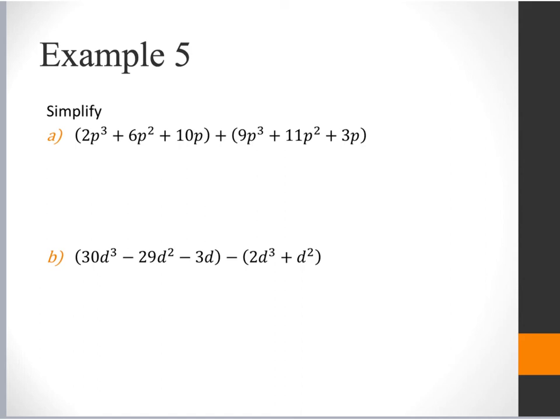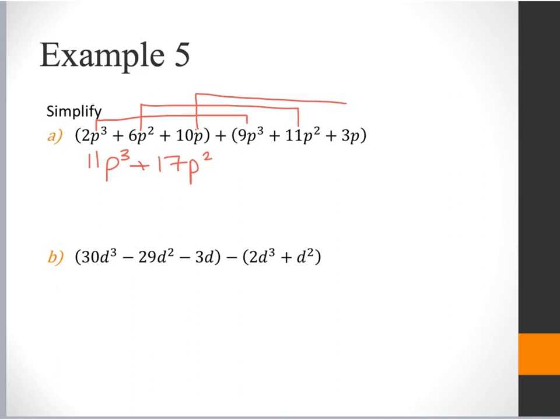So here I'm adding the two polynomials in part A. So I have 2p cubed and 9p cubed, and I'm adding those, so that will give me 11p cubed. I have a positive 6p squared plus 11p squared, which is going to give me 17p squared. And then I have 10p plus 3p, which will give me 13p.